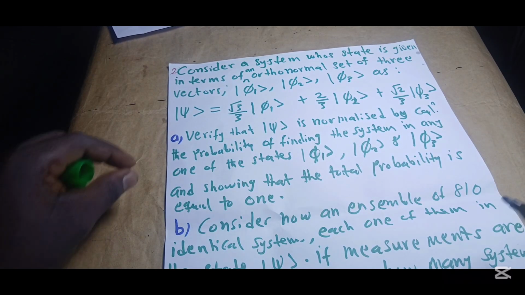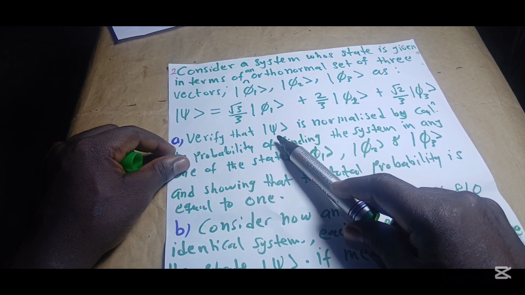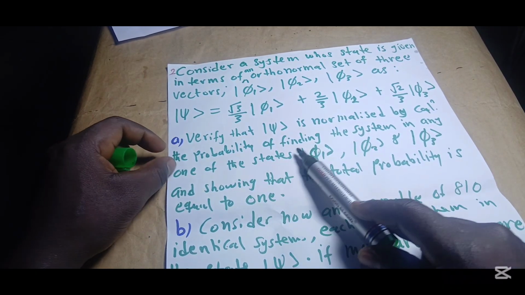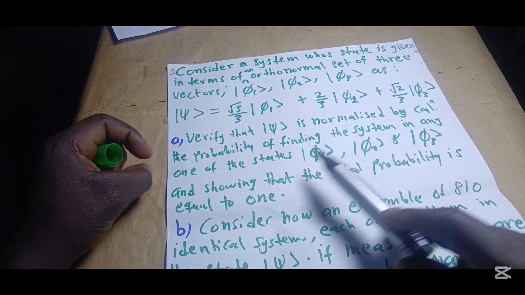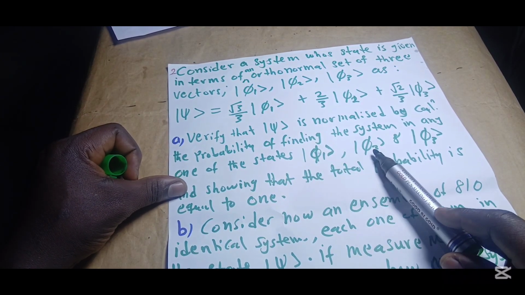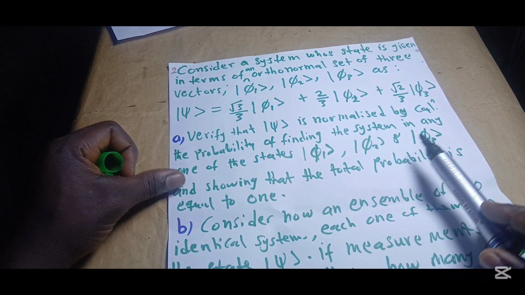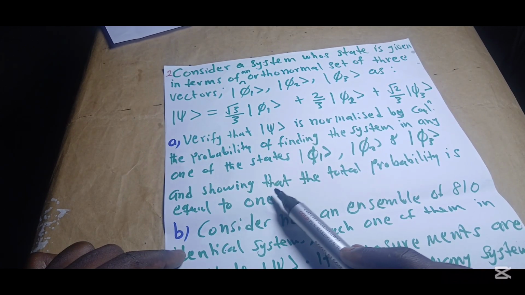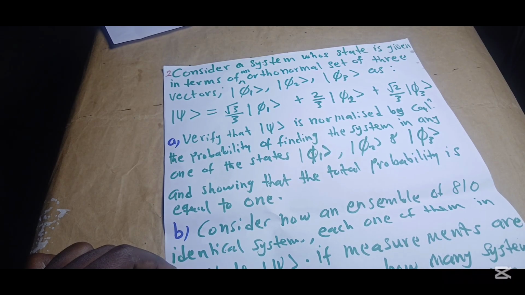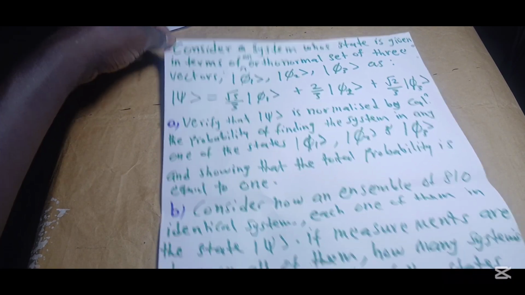A. Verify that ket psi is normalized by calculating the probability of finding the system in any one of the states, which is ket phi 1, ket phi 2, and ket phi 3, and showing that the total probability is equal to 1. That is part A of the question.